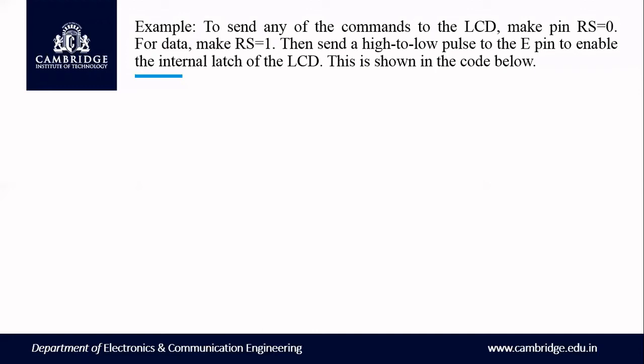Before doing that, in this problem statement, they have asked you in order to send a command code onto the LCD, make pin RS as 0. For data, make RS equal to 1. In the problem statement itself, they have mentioned. So you know that when you make RS 0, a command code is written. When RS is 1, a data code is written onto the LCD. Then send a high to low pulse to the E pin to enable the internal latch of the LCD. This is shown in the code below.